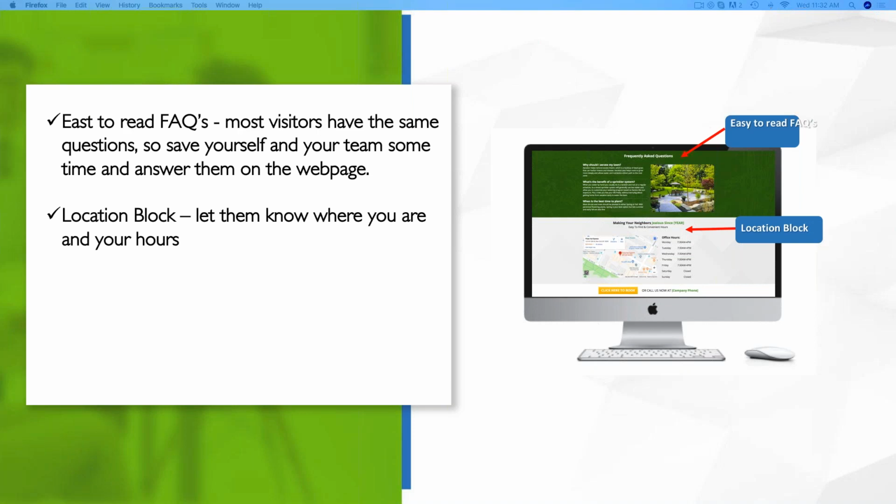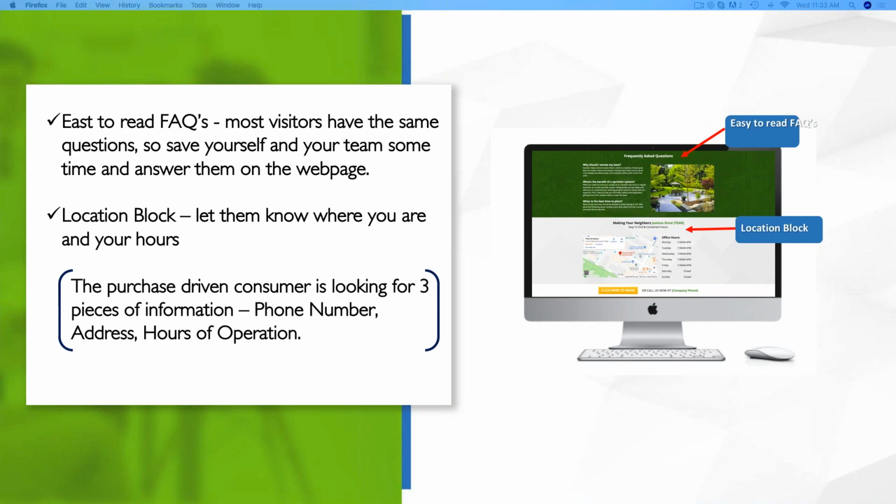And the reason you want to put your location block is, why make them leave the page to go find the map of how to get to your practice, your hours of operation, all those things, because the purchase-driven consumer is looking for 3 pieces of information: phone number, address, and hours of operation. That's going to come up again in just a minute, but have those there. And then a final call to action.